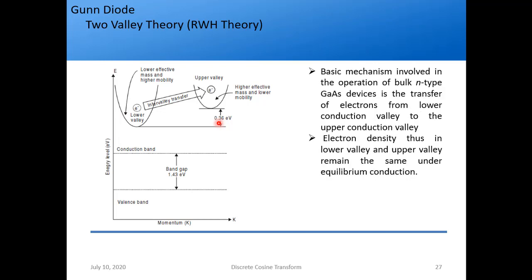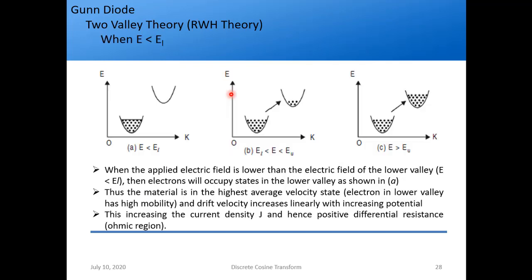So somehow we want the electrons to travel from the lower valley to the upper valley. For that, we understand with the help of this diagram. When the applied electric field is lower than the electric field of the lower valley, EL, then electrons cannot transfer here. So all the electrons will occupy states in the lower valley, right? Since the mass is less here, they will travel with high average velocity, and drift velocity increases with increasing potential. So there is an increasing current density in this region and hence positive resistance. So we are not getting a negative resistance region here.